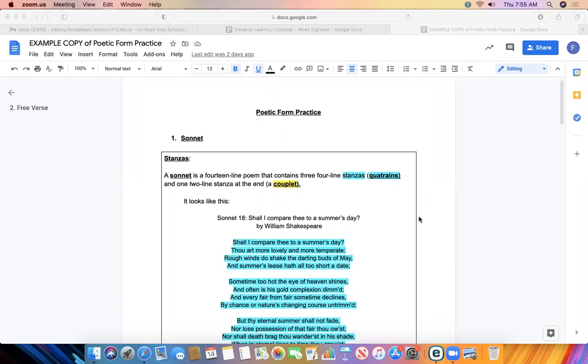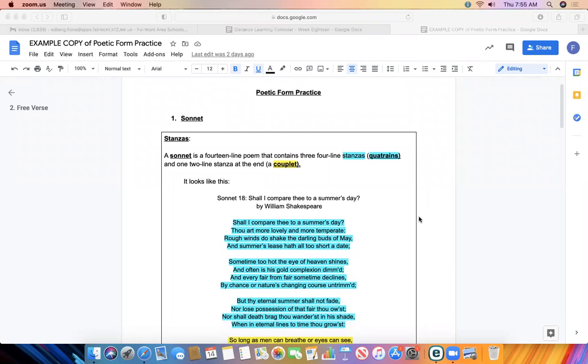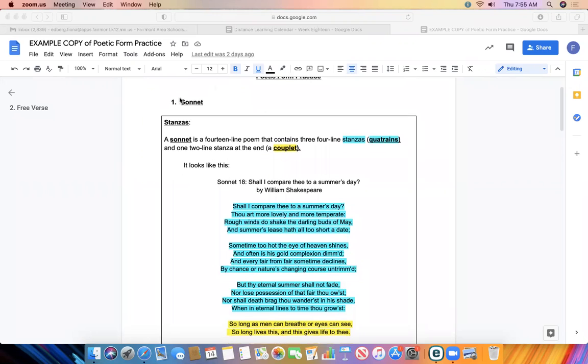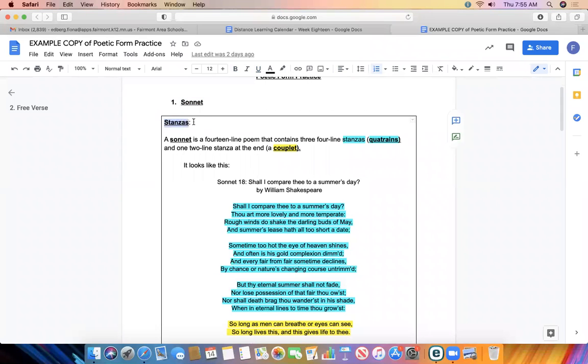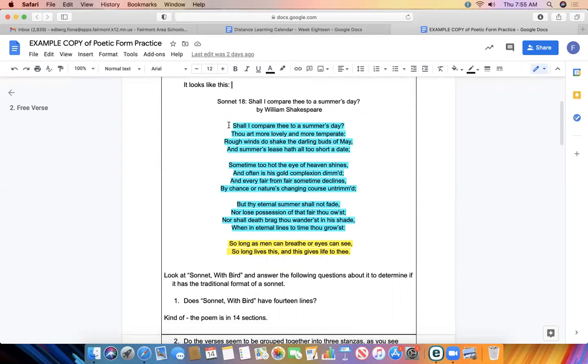So we talked about several different things on this assignment, but the first one was some of the parts of a sonnet, some of the characteristics it typically has. We talked about stanzas first and how many lines a sonnet tends to have, as well as how many stanzas it is typically separated into. I gave you an example down here. This is a very famous sonnet. You might have heard it before.